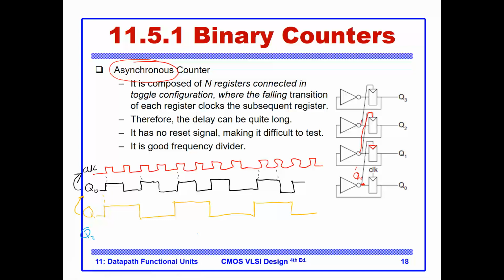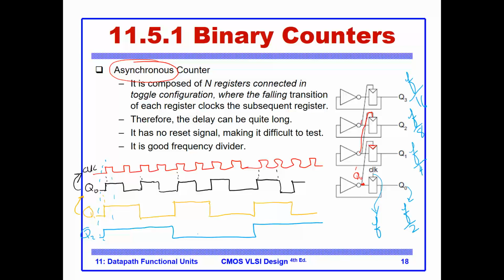So Q2 here. Okay, I have to check on the edges here if they start at 1 or 0, but this is the key thing here. If the frequency of the clock is f, then the frequency of Q0 is f over 2, the frequency of Q1 is f over 4, the frequency of Q2 is f over 8, and the frequency of Q3 is f over 16.